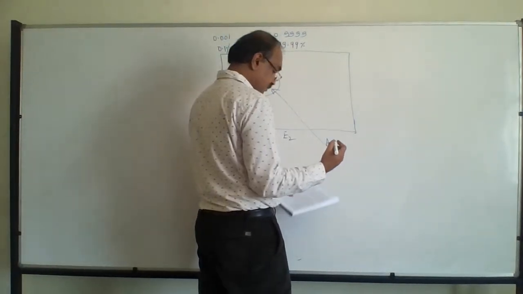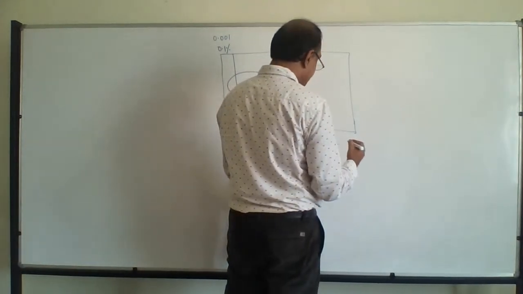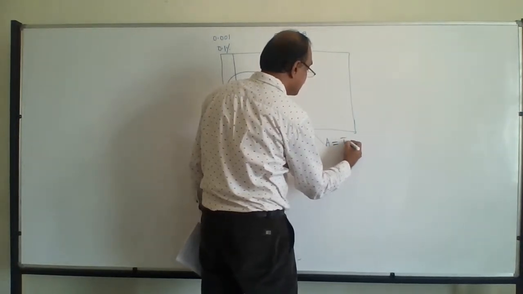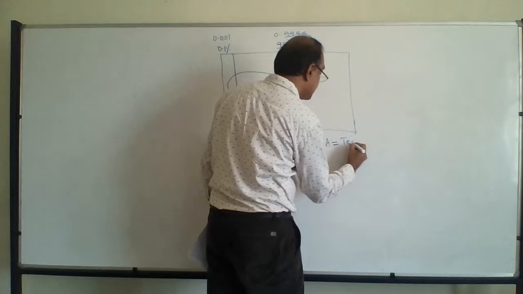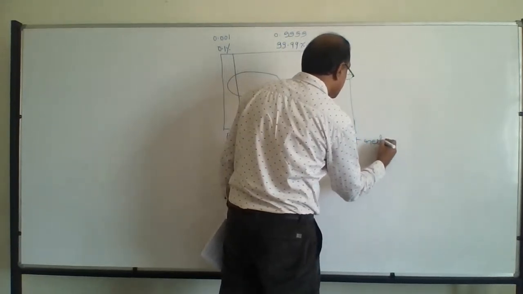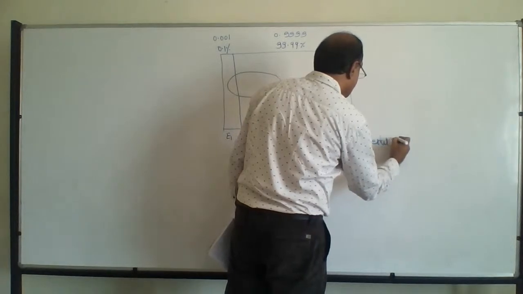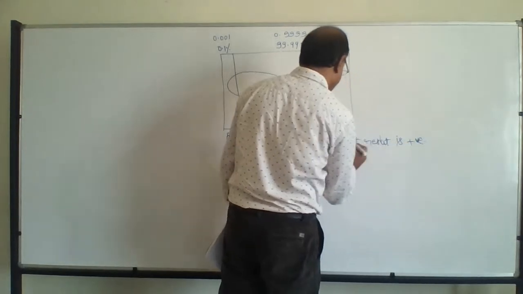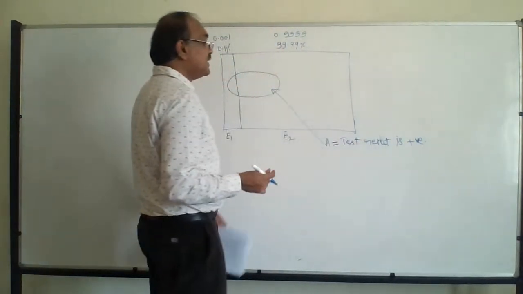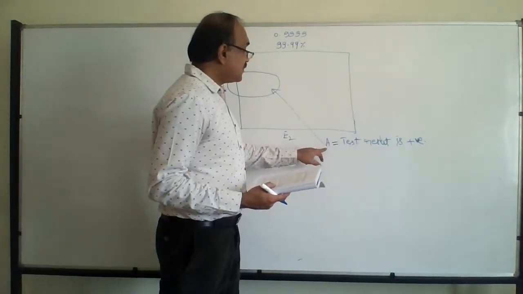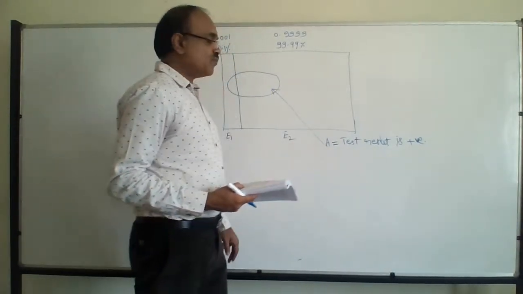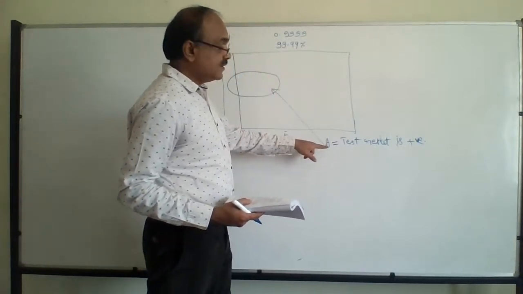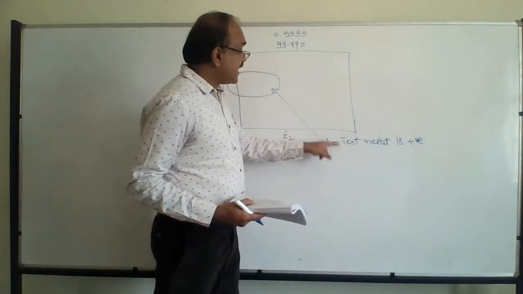Here, event A is that the test result is positive. You got the test result positive. Now you have to tell the probability that this person actually has got the disease. What is the probability that when the test result comes positive, the person actually has got the disease?